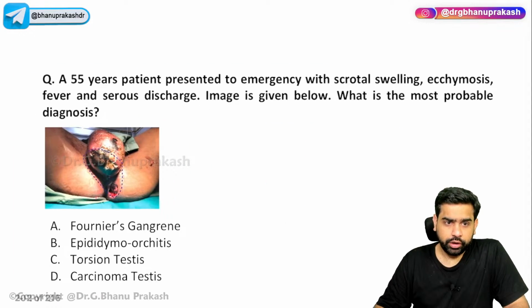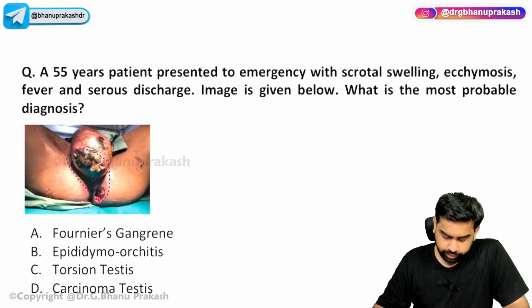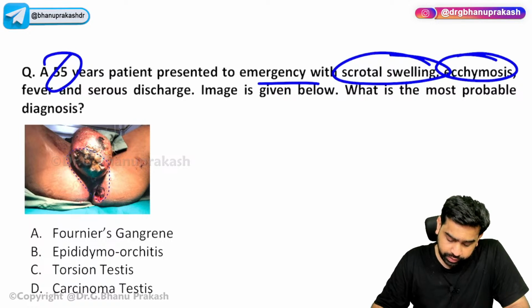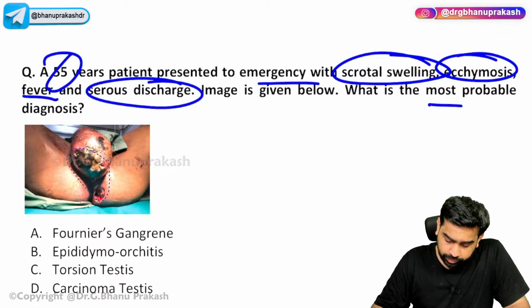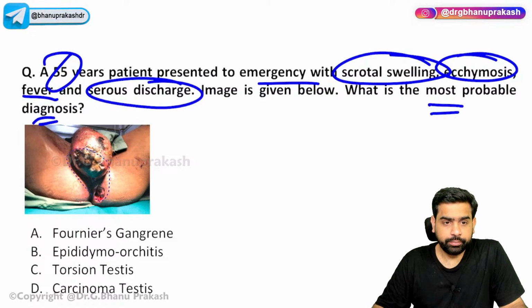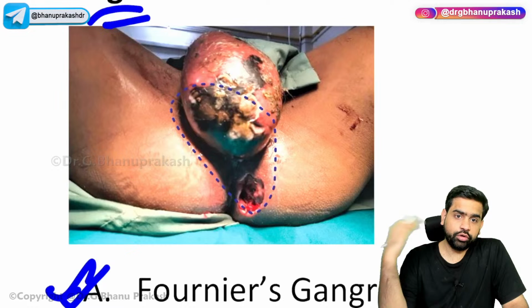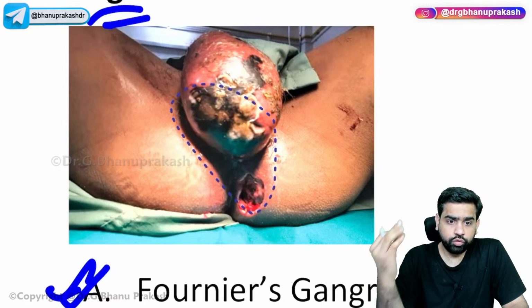That's fine. Now again, this is, I think, a major one. A 55-year-old patient presented to the emergency with scrotal swelling, ecchymosis, fever, and serous discharge. What is the most probable diagnosis of this particular patient? Based on this image, what do you think? The most probable diagnosis is definitely Fournier's gangrene, a necrotizing fasciitis of the scrotum.